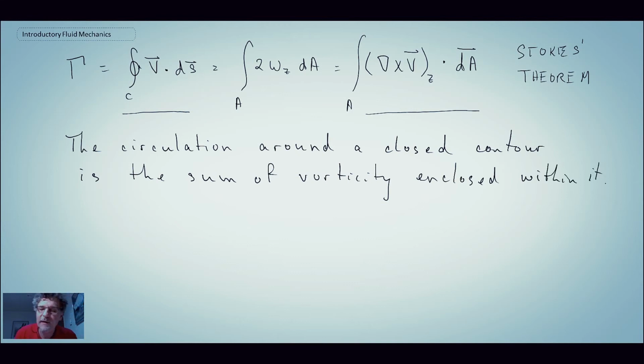So what that tells us is that the circulation around a closed contour is the sum of the vorticity enclosed within it. So those two are equivalent to one another.